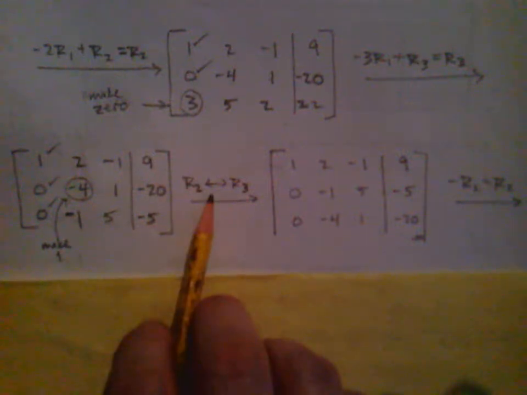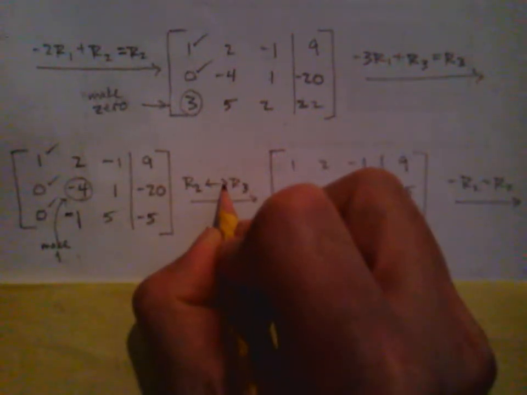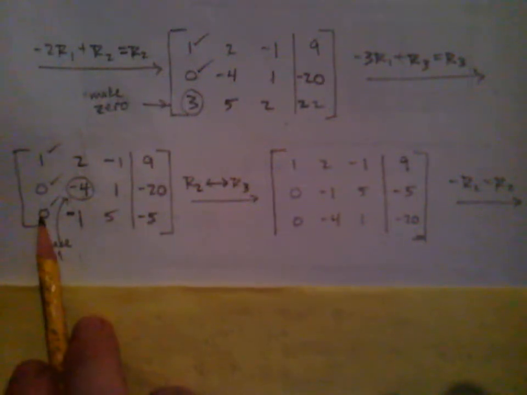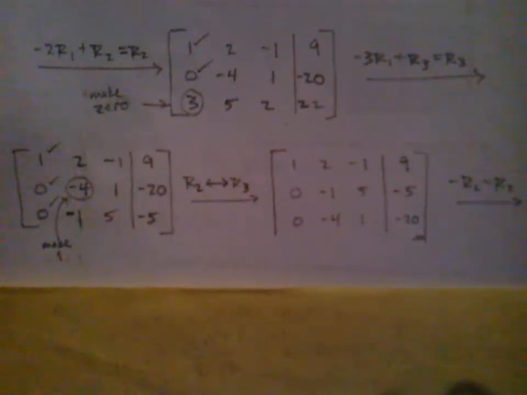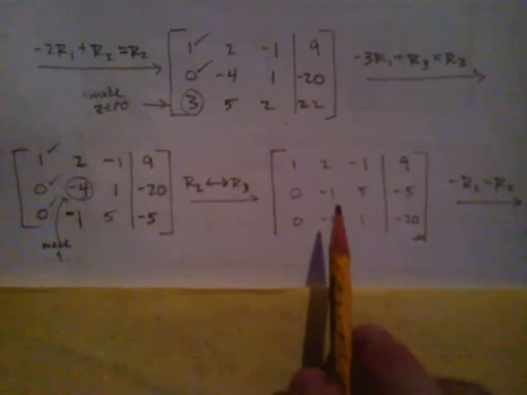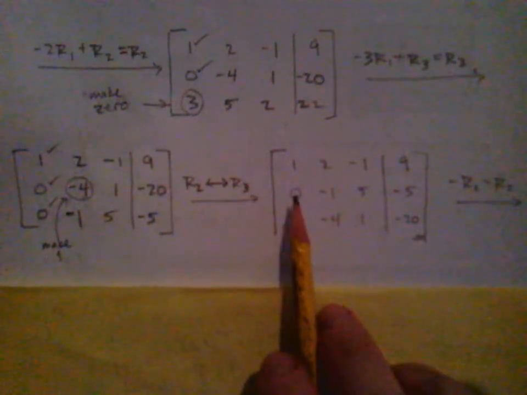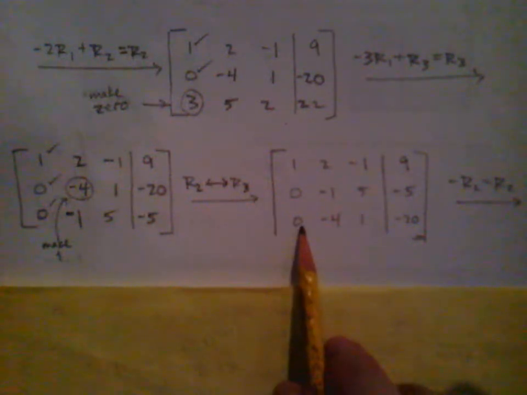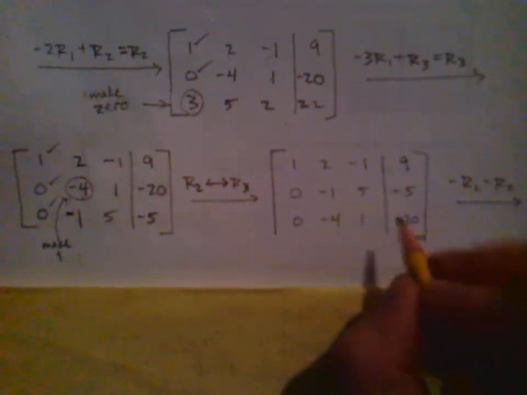So I'm going to just switch row 2 and row 3. Switch row 2 and row 3. Why not? I got a 0 there. If I switch the zeros, no big deal. So that becomes here. All I did was switch row 3 becomes here. 0, -1, 5, -5. Row 2 went down here. 0, -4, 1, -20. That's it.